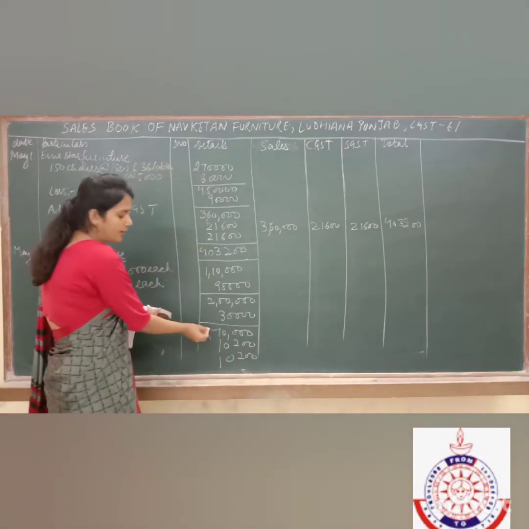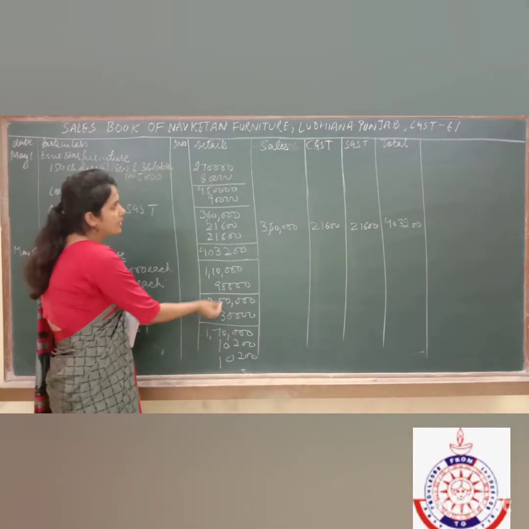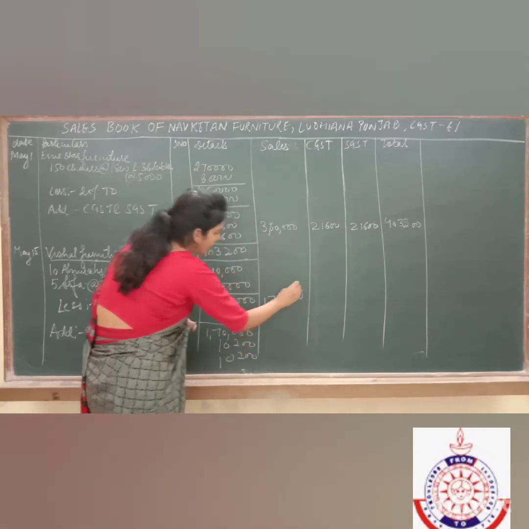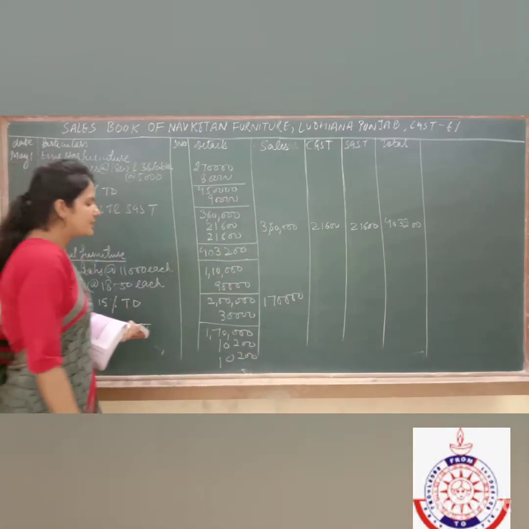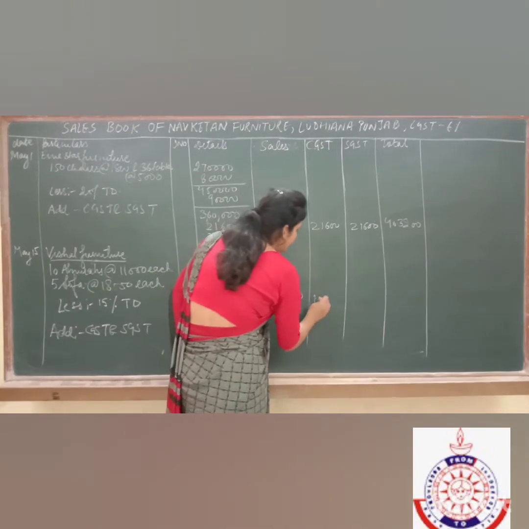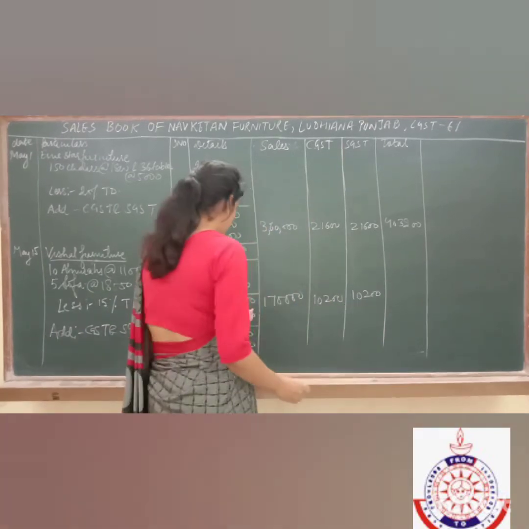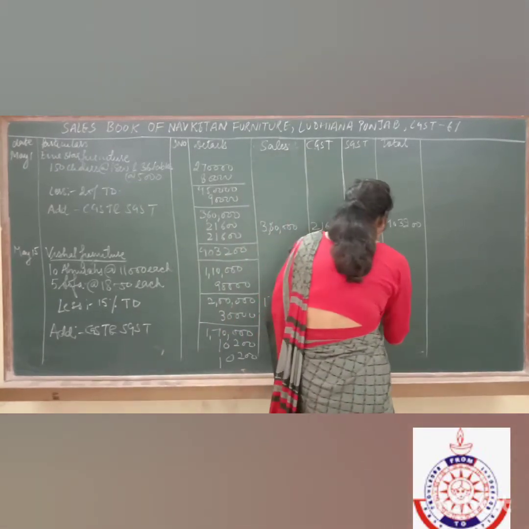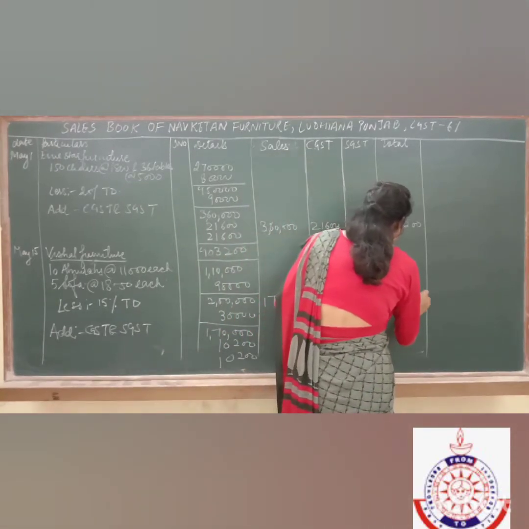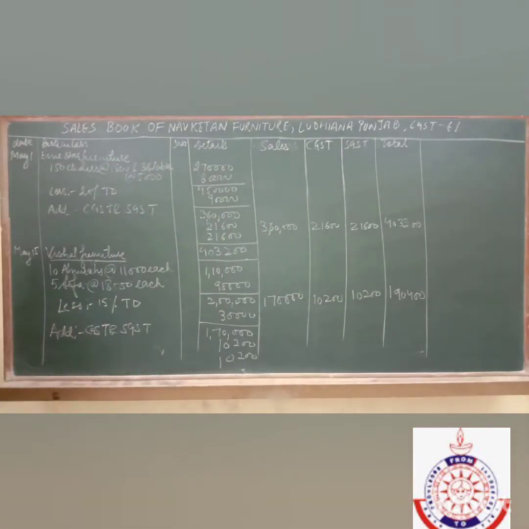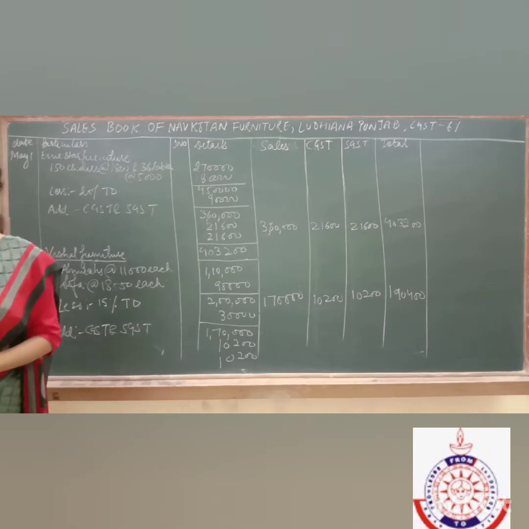Then write the amounts in the respective columns. The amount which we have got after subtracting trade discount will be in the sales column. The amounts of output CGST and output SGST will be in the respective columns. And total will be in the total column. That is 1,90,400. So I hope these 2 points are clear. Now you people read the third transaction.